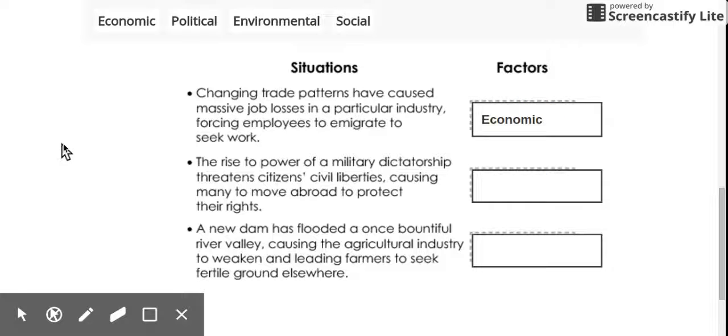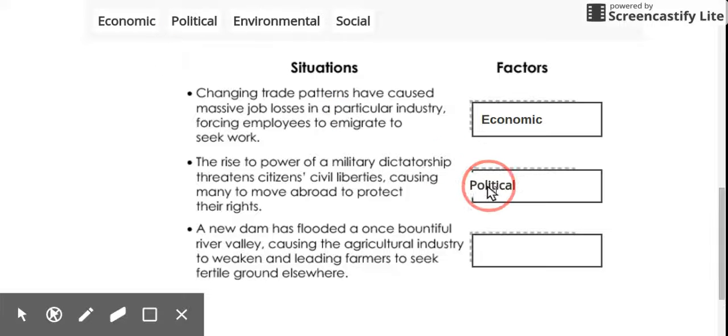Next one says the rise to power of a military dictatorship threatens civil liberties, causing many people to move to protect their rights. Key words here are dictatorship, citizens, civil liberties, protecting their rights. We're looking at what a government's doing to take away the rights of the people.